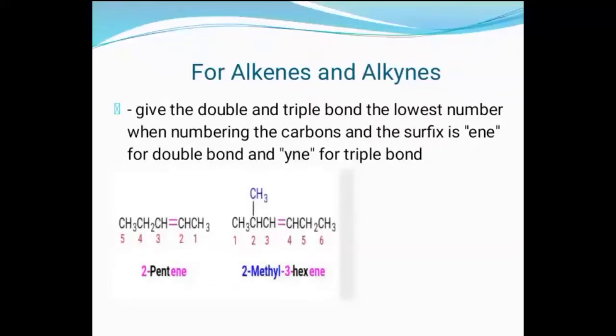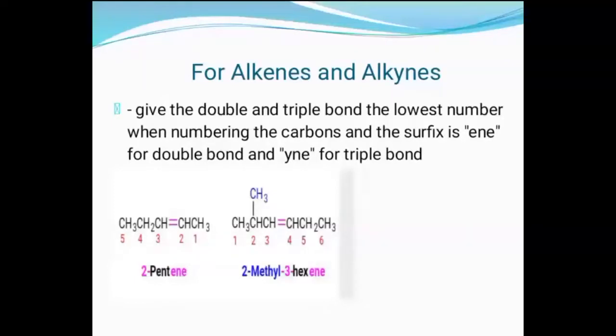For example, in the structures we have here, you can see that the alkene is an alkene because it has a carbon-to-carbon double bond. That carbon-to-carbon double bond automatically makes it belong to the alkene family. Now, looking at the compound and the naming, you can see that it is named to give the functional group, which is the double bond, the lowest possible number. Look at the first one. We have the first one as 2-pentene.